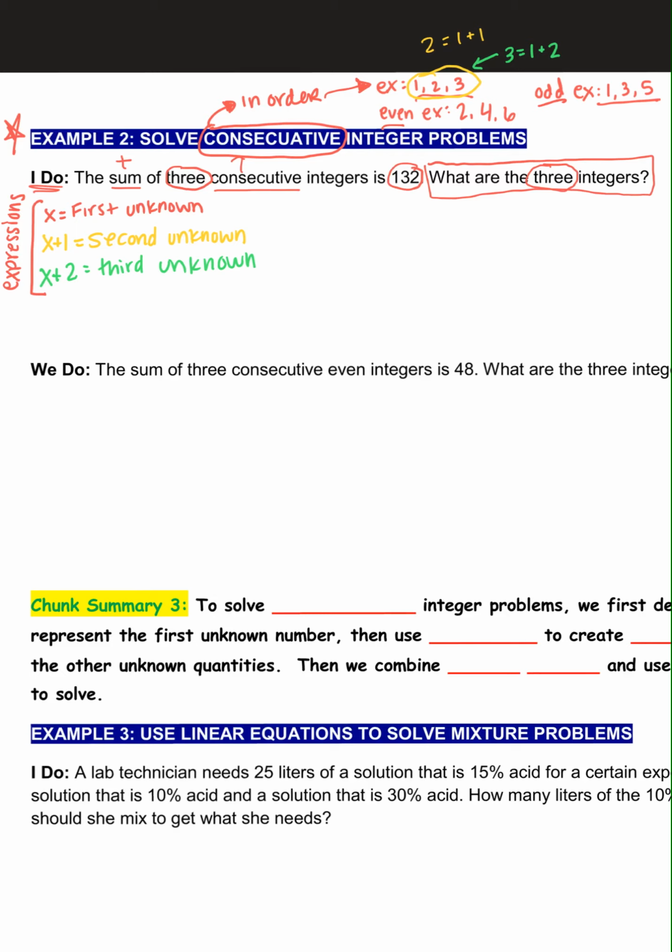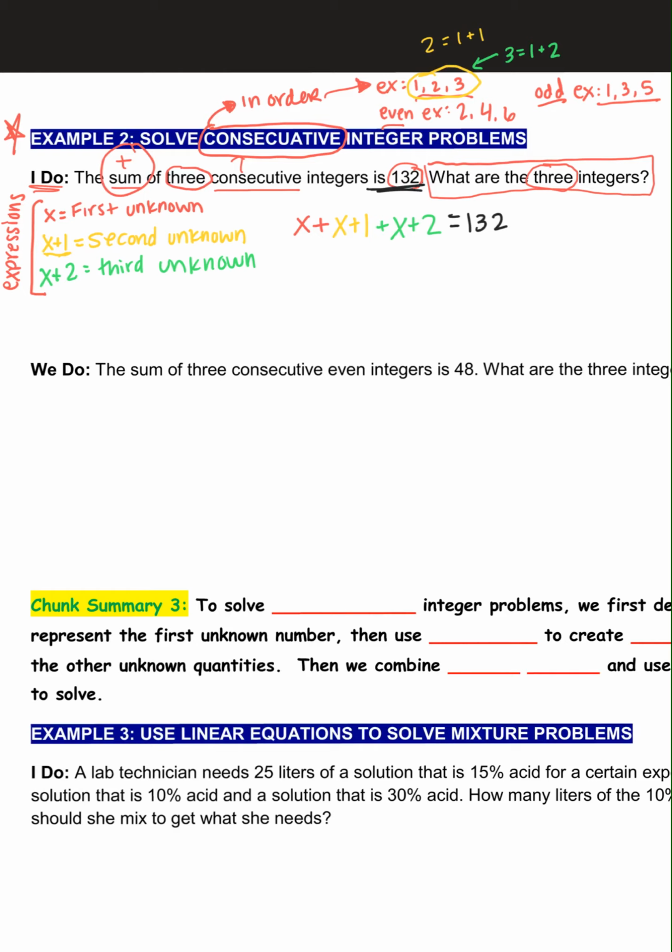So we know that our sum equals 132. So I'm actually going to take my first variable, which is x. I also know that this is sum, which means plus, so x plus. And then I'm going to take that second expression, x plus 1, and put it in, so x plus 1. And then I'm going to take the third expression, which is x plus 2, and add that as well. And then I know my total is equal to 132.